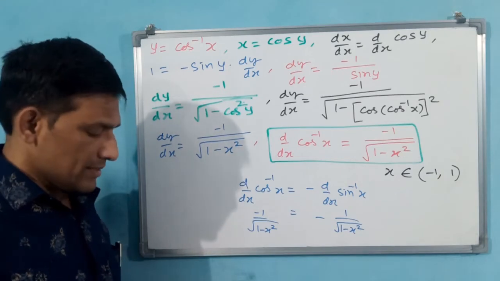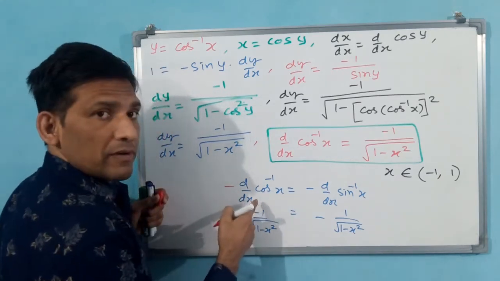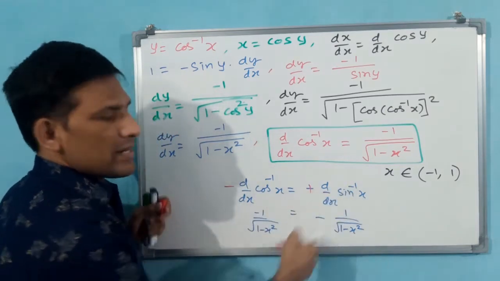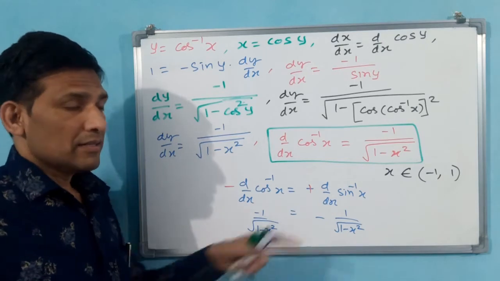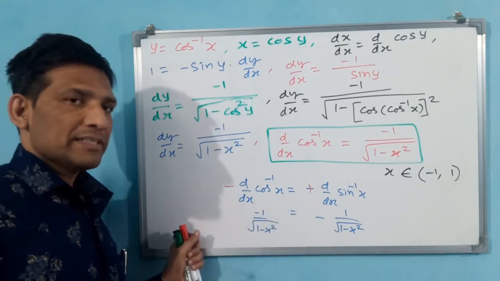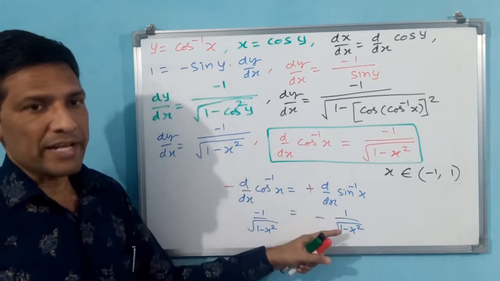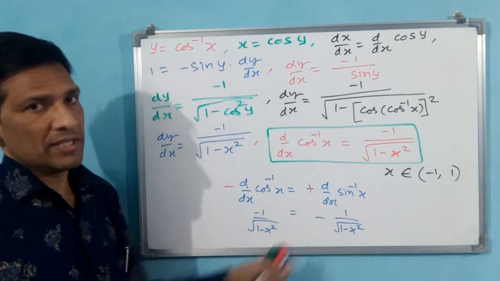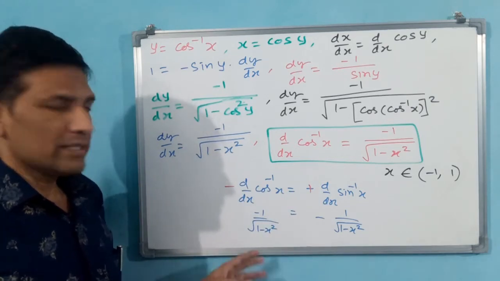Or you can write like this. If you multiply with minus, minus d by dx of cos inverse x is equal to plus d by dx of sin inverse x. Both are the same. That means both are opposite negatives. That means the derivative of cos inverse x and the derivative of sin inverse x are negatives of each other. Like that you can think.